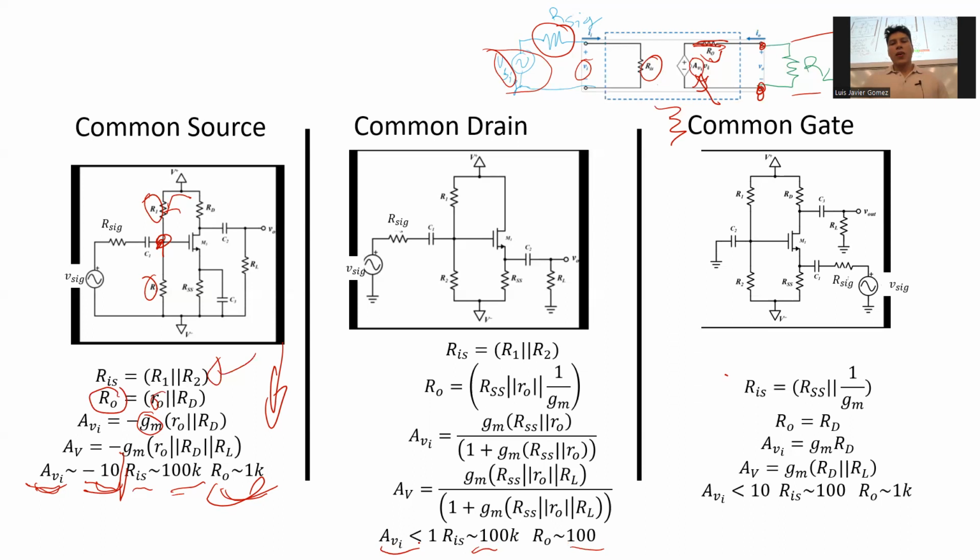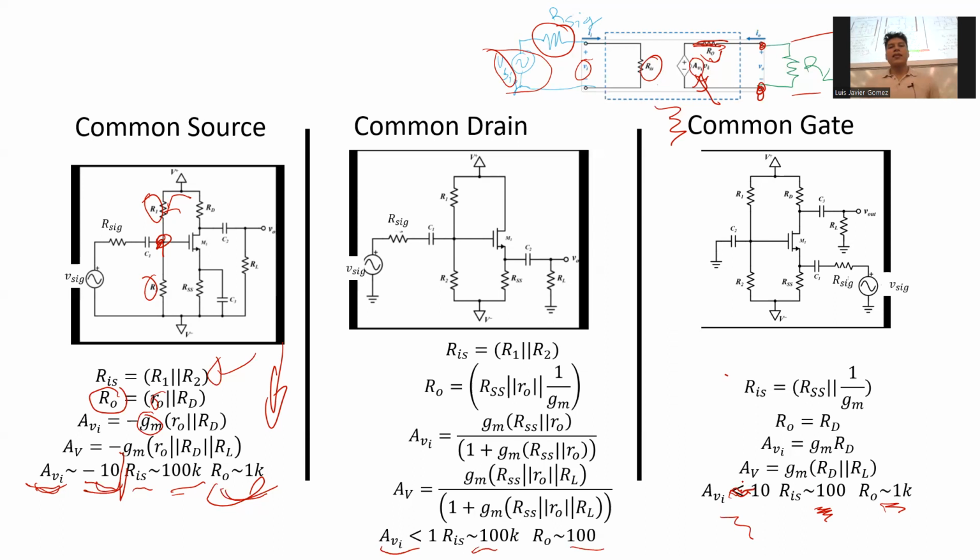And then finally, you have the common gate, which has high R out and low input resistance. And the gain should be in the order of 10, not less than 10. So this should be order of 10, not less than 10.